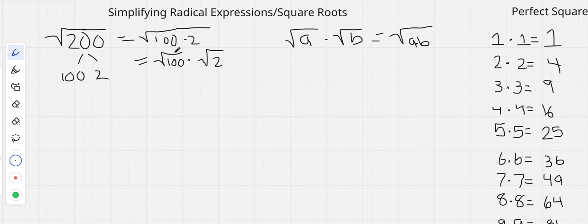Which is simplified as the square root of 100 is, of course, 10. And the square root of 2 will remain. It cannot be simplified any further. All right, next, let's make that look a little bit better. 10 square root of 2 is our final answer.